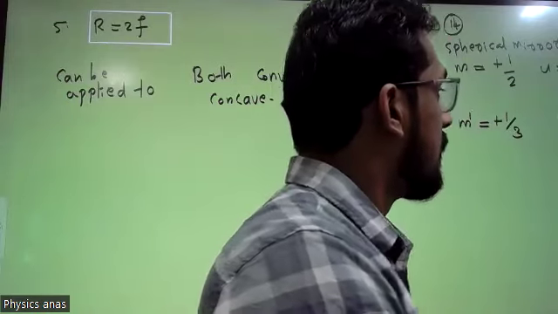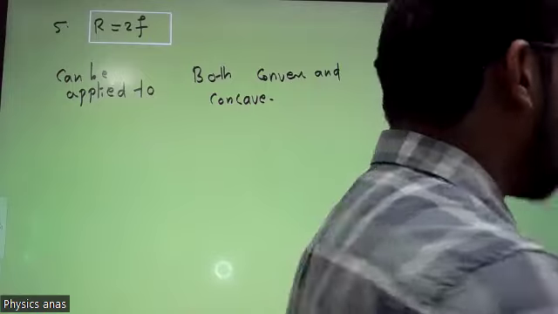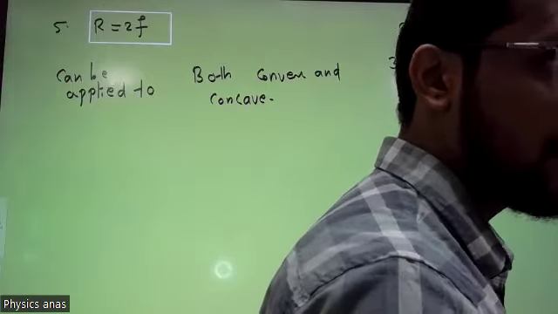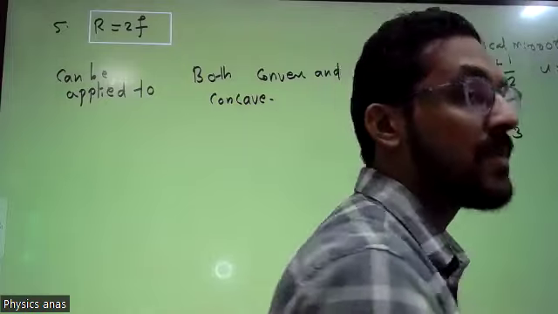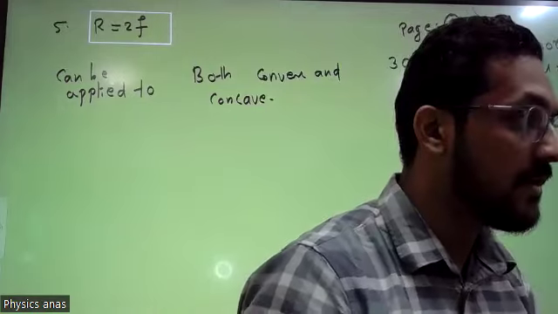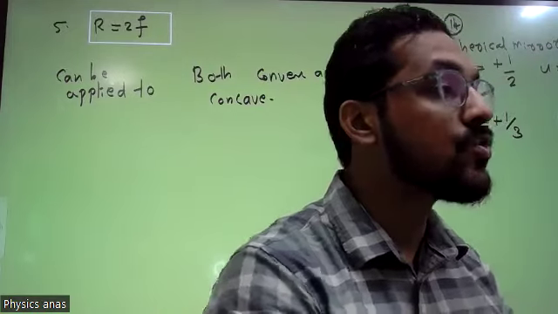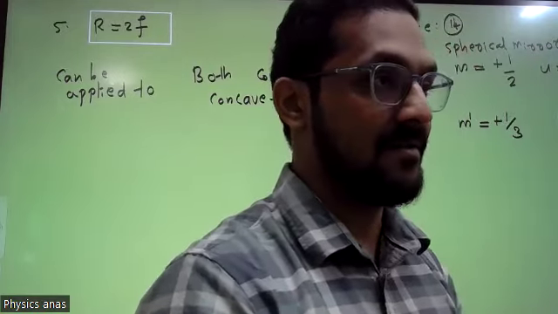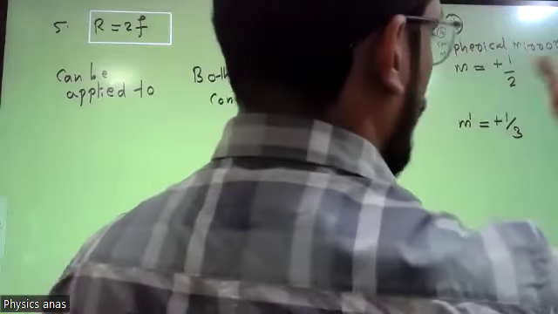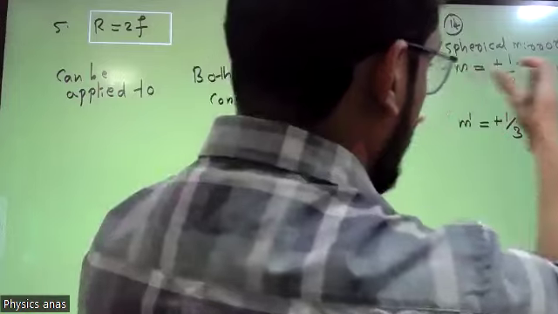After that, they are asking us to find where you should put the object in order to get a magnification of plus 1 by 3. So, where are you going to place that object? That is the question. How can you find that? That is the idea. Just look at the figure.